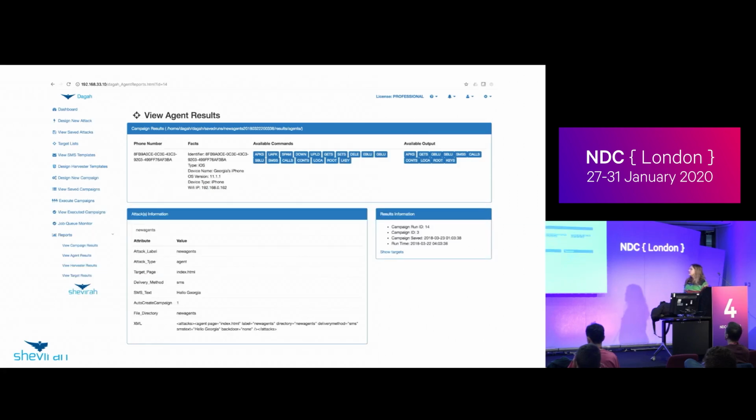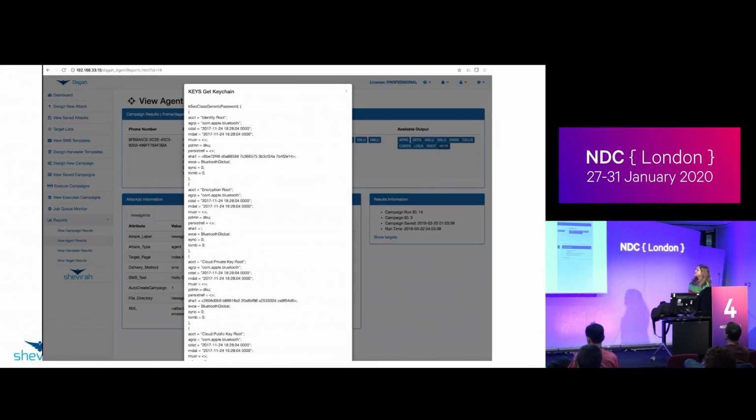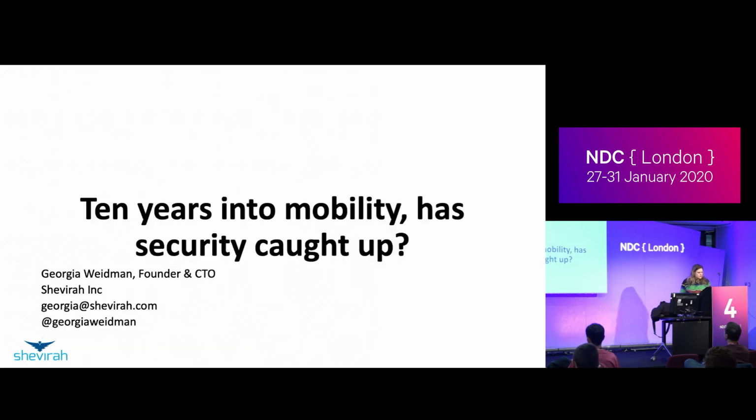I mentioned jailbreaking, so it can jailbreak the device if it's vulnerable to a known jailbreak. And then there's the iOS keychain, so steal all that. That's always fun. So this would actually say 11 because the year just changed. But the question we're left with is, 11 years into mobility, so that's since iPhone 1 came out, has security caught up?